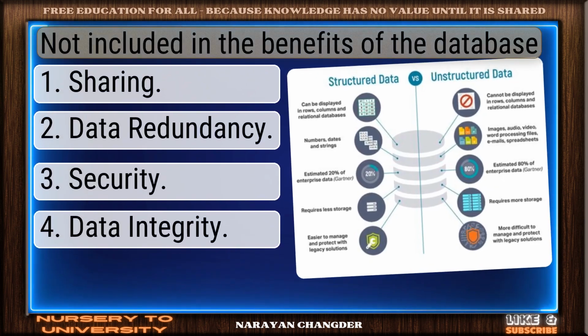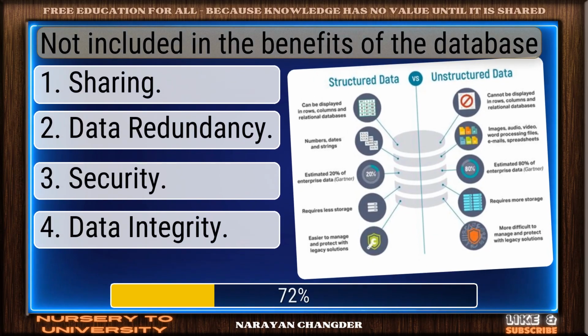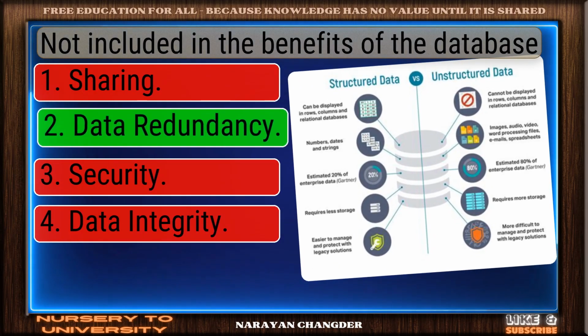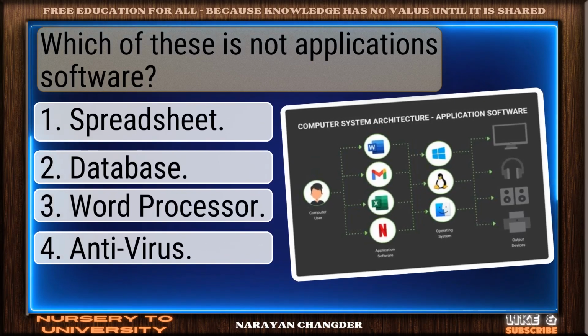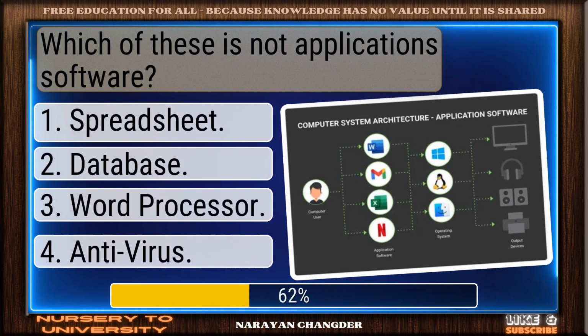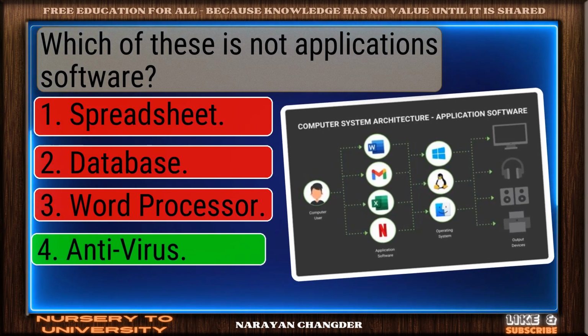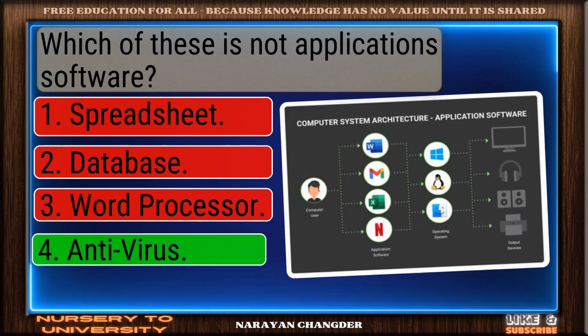Question number 13. Not included in the benefits of the database. Well picked. Data redundancy is the correct answer. Question number 14. Which of these is not application software? Excellent choice. Antivirus is the right answer.